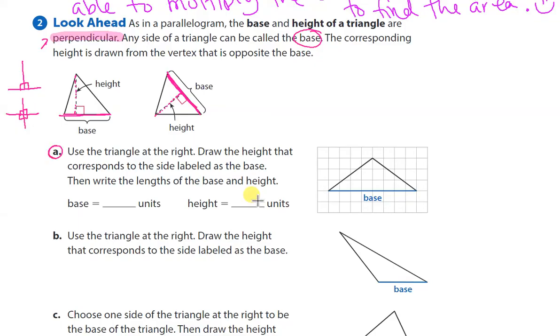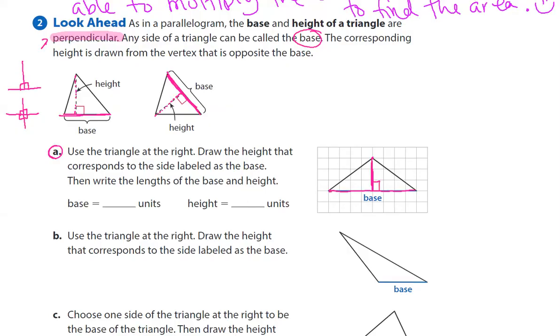We're not going to do A right now. Use the triangle at the right. Draw the height that corresponds to the side labeled as the base. So here's the base. We just have to draw the height, then write the units for it. Okay, so here's the top, so we just have to create a line that goes from the bottom to the top. 1, 2, 3. I guess I don't even need to do the dots. You could do the dots if you want to.